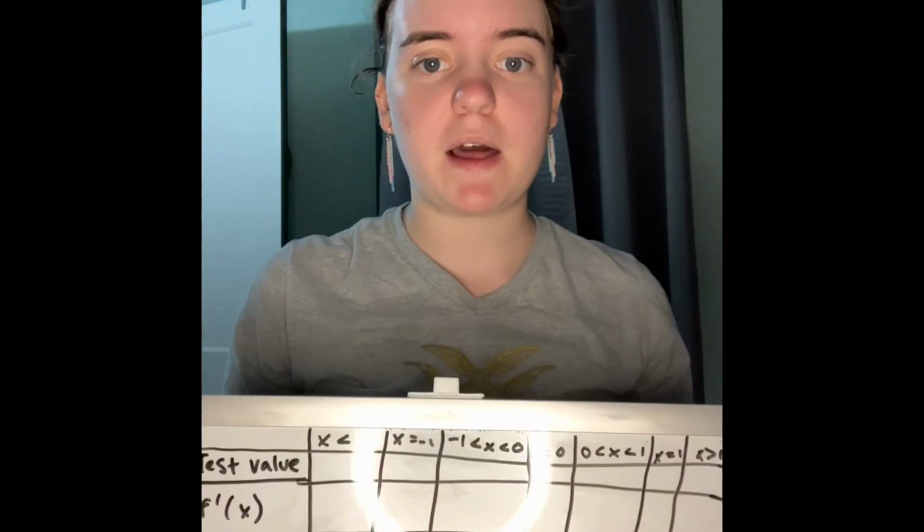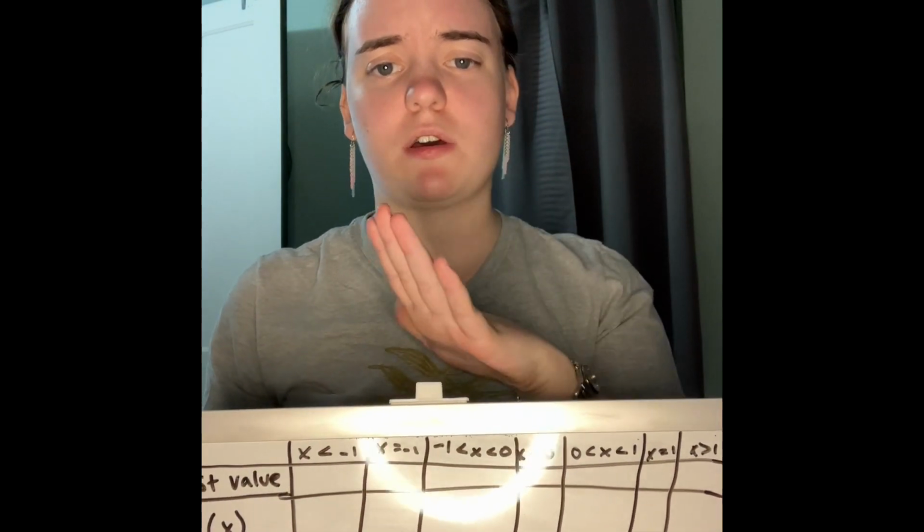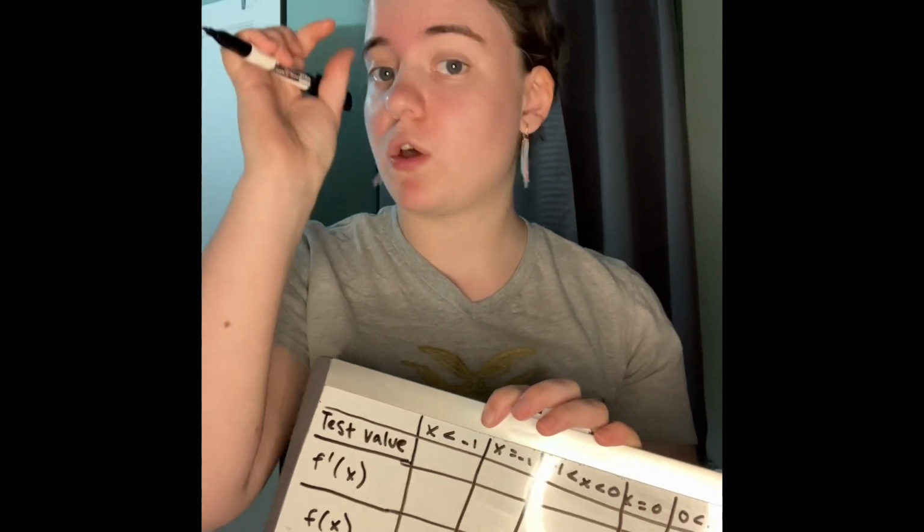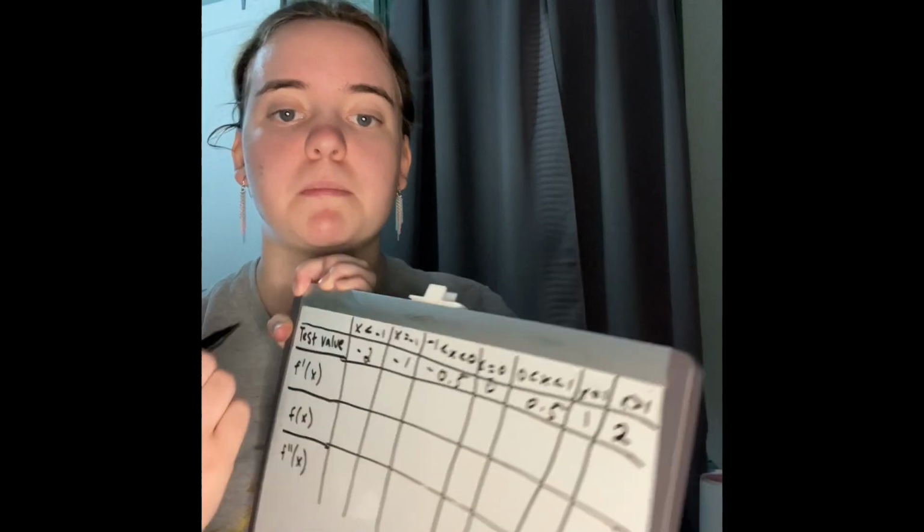So this is the table I like to use to sort out how my graph is going to look, what the values that go with my turning points are, so like what the actual points are. So for x smaller than negative 1, which is our smallest critical point, we'll use negative 2. Then x equals negative 1. I'm just going to plug these in, then I'll show you guys. 0.5 is between 0 and 1. Then we have 1, and then bigger than 1 is 2.